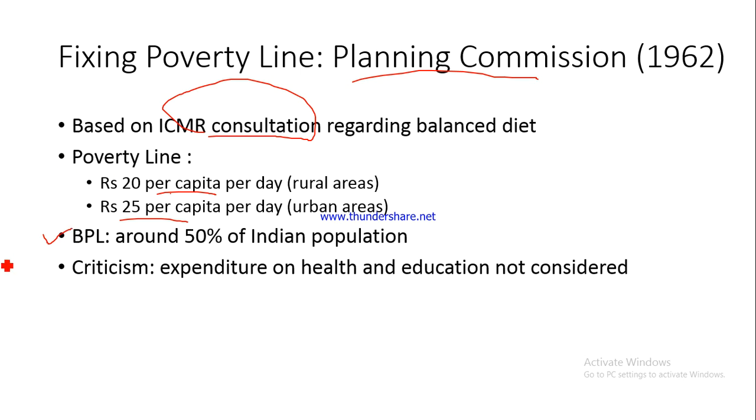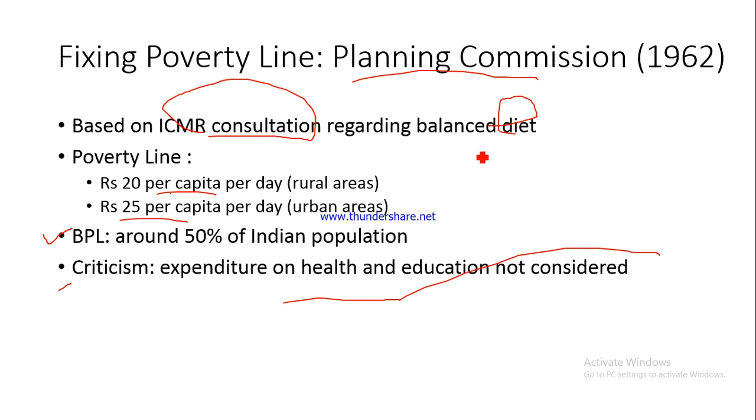Now what was the criticism of this particular approach by the Planning Commission? The criticism was that an individual does not only require a balanced diet. Can you survive only with a good nutritious balanced diet? You cannot. You need other things. There are other basic needs also to be fulfilled. For example, what about clothing? What about health? What about education? If you get a balanced diet but you are not able to arrange education for yourself, then you should be considered poor. And so this basically formed the criticism of this approach, wherein it was said that it does not take into account the expenditure on health and education.